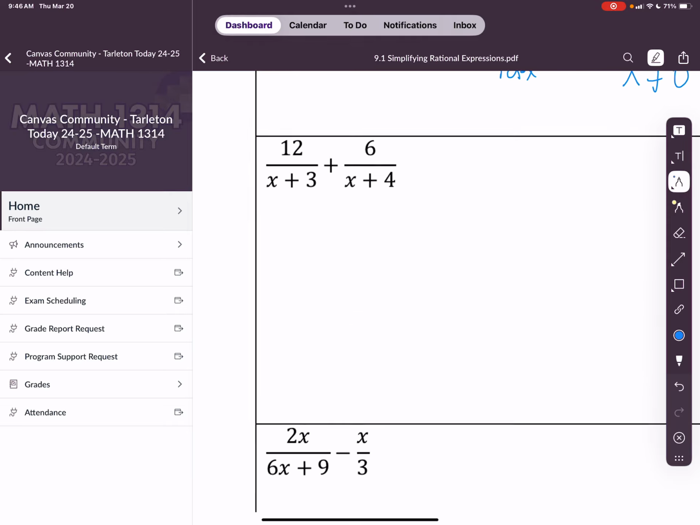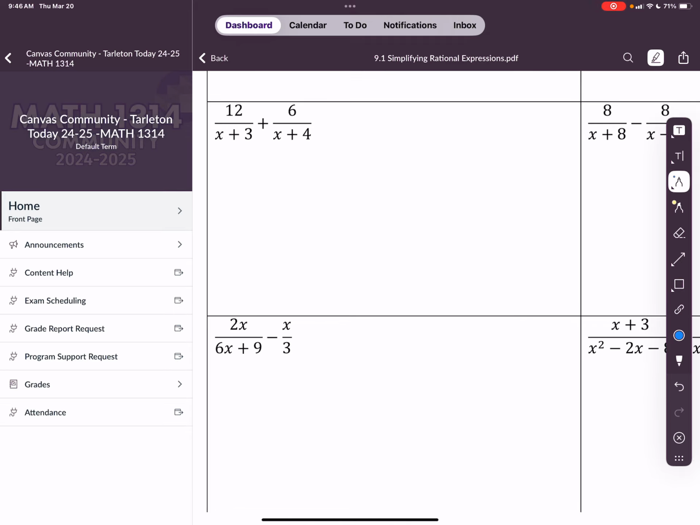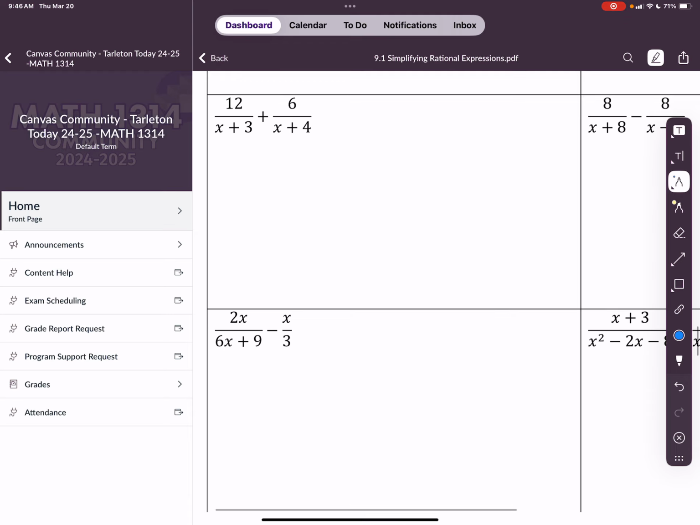All right. So now this one can get a little tricky because now we move into x plus a number. When you have x plus a number like this, or x minus a number, we're just going to make our LCD be x plus 3 times x plus 4. It's going to be both of those multiplied. We're not going to actually FOIL it out, but that would be what we would multiply.